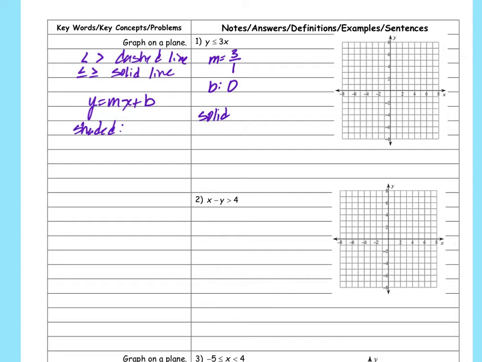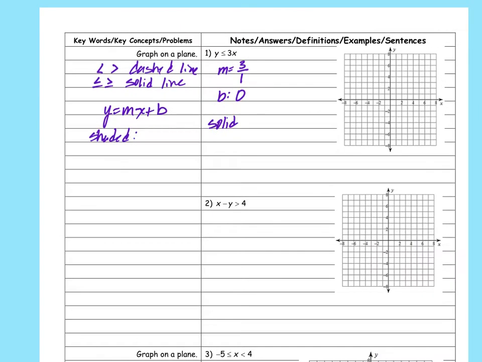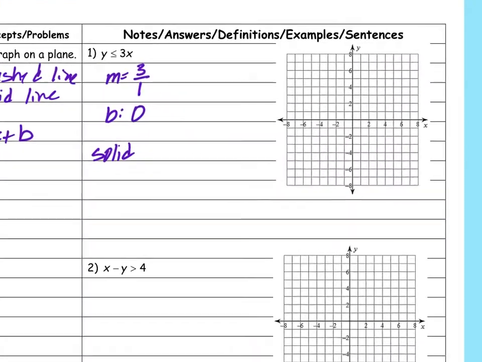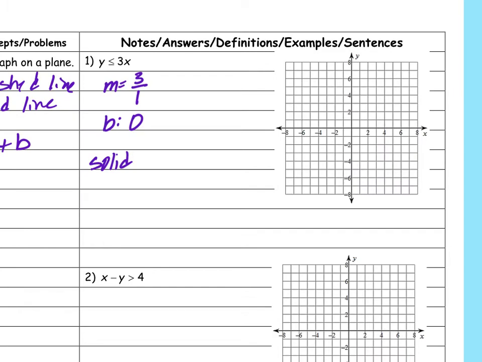So let's see, I'm going to make this a little bigger. I hope you guys have this over here done. I'm going to make it a little bigger so it's easier for me to see and you guys to see. So I'm going to start at 0. And then I go up 3, and over 1. 1, I can go back 1, 2, 3. And I'm going to draw a solid line this time. Okay. So now one side or the other of my graph is shaded.